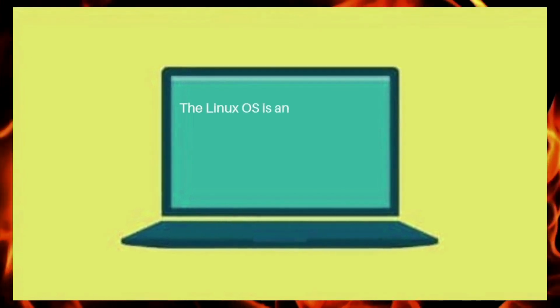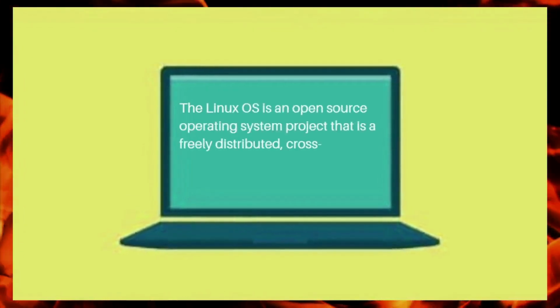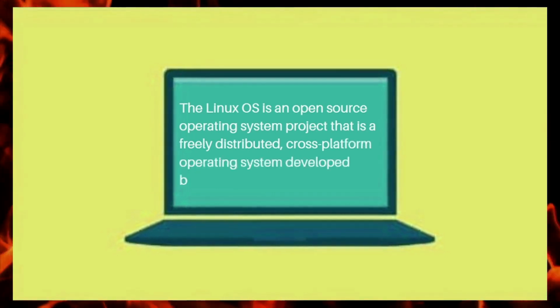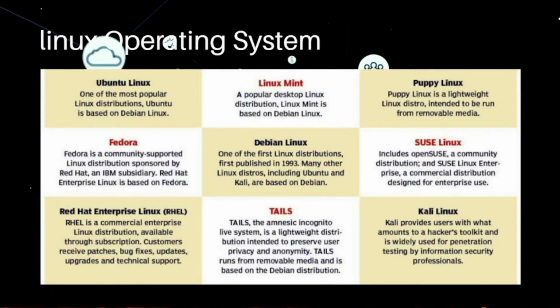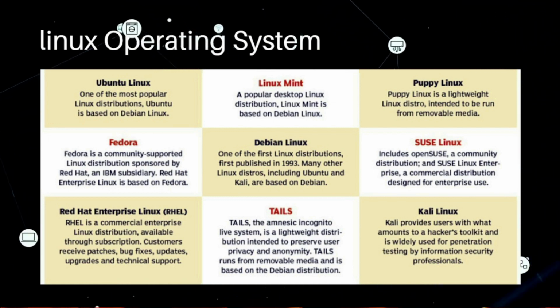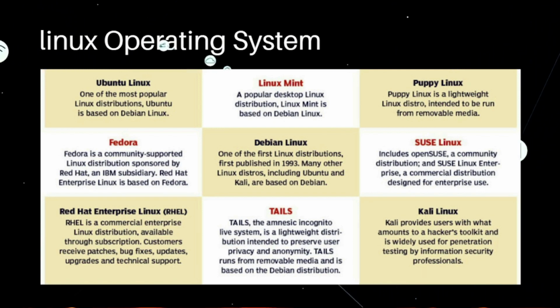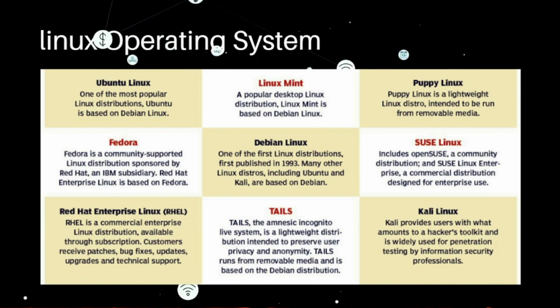The Linux OS is an open-source operating system project that is a freely distributed, cross-platform operating system developed based on Unix. Linux operating systems: Ubuntu Linux, Linux Mint, Puppy Linux, Fedora, Debian Linux, SUSE Linux, Red Hat Enterprise Linux, Tails, Kali Linux.